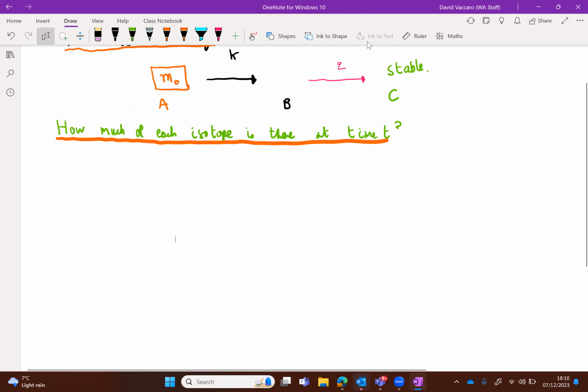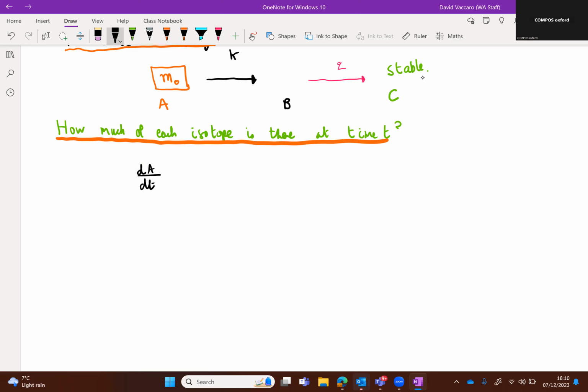So can anybody in the chat? I'm going to try and start my video. Oh yeah, my video has started. Hello, everybody. I'm going to take suggestions from the chat. Can anyone give me a differential equation satisfied by the rate of change of the amount of isotope A? Can anyone suggest in the chat an expression for dA by dt?